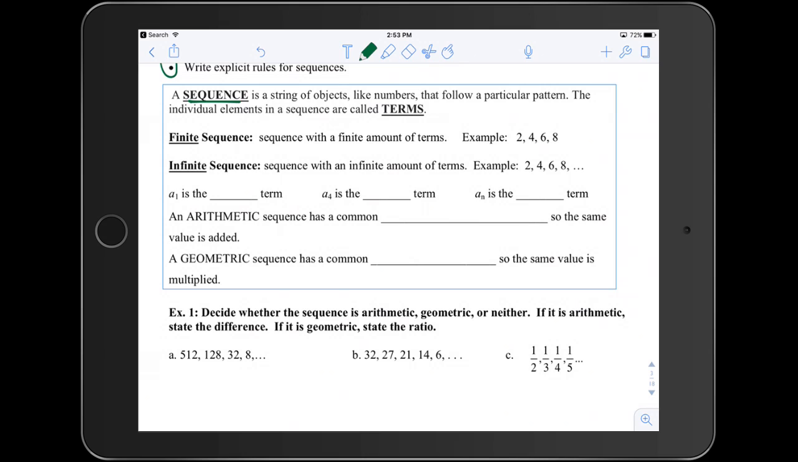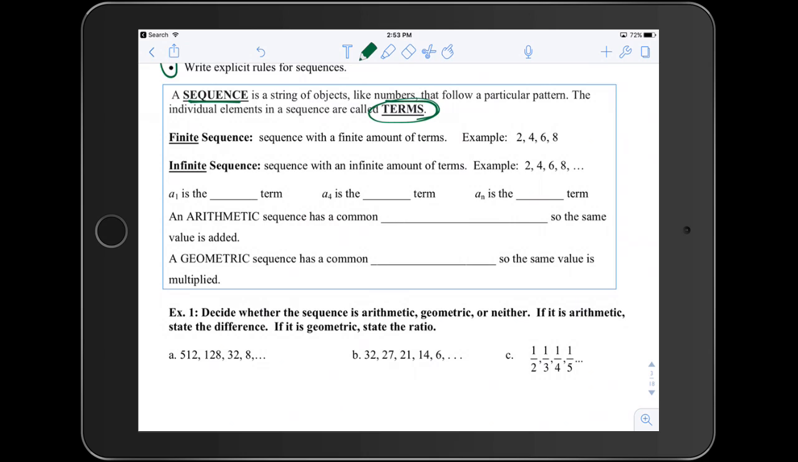The individual elements, which is really important to understand, of a sequence are called terms. So the very first number in a sequence would be term 1, the second would be the second term, third term, fourth term, and so on. Again, I'll be talking much more specifically about that in a moment.